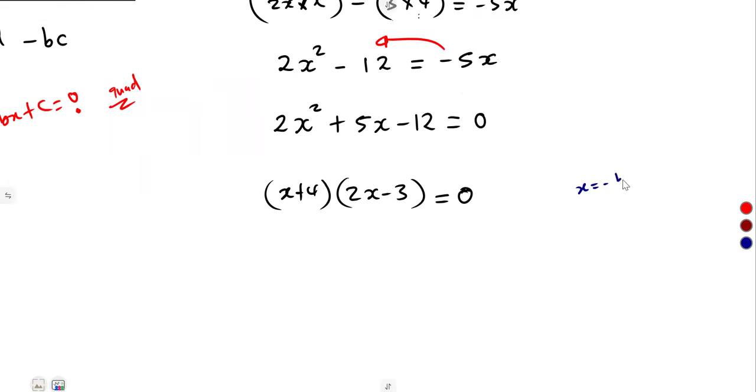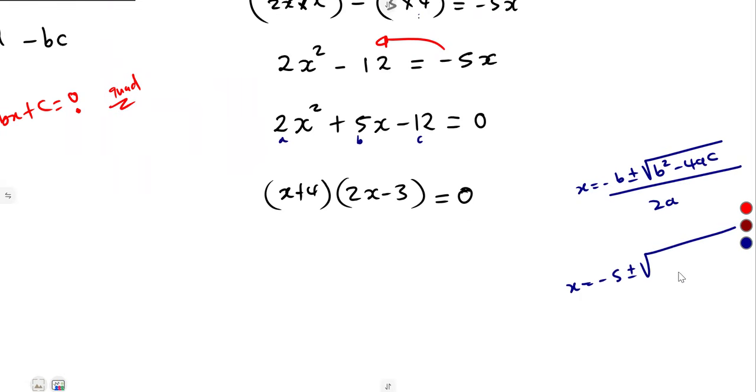x is equal to minus b plus or minus the square root of what? b squared minus 4ac, over 2a. So therefore x is equal to minus, this is a, this is b, this is c. So minus 5 plus or minus the square root of 5 squared minus 4 times a, which is 2, times c, negative 12. Everything over 2 times a, that's 2 times 2. All right, so just use the formula if you are comfortable with that.